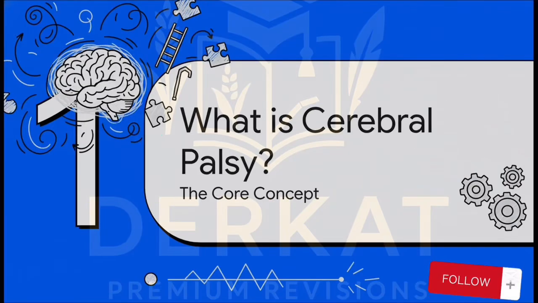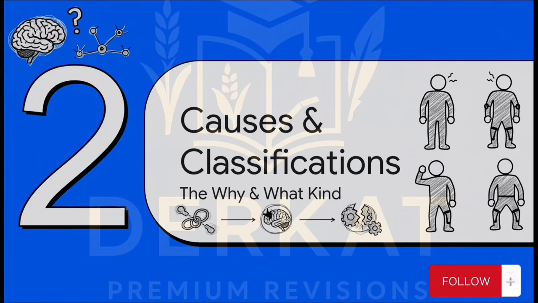Okay, so let's really hammer this first point home because it is so important to get this right. While a person's needs and their challenges might change over the course of their life, that original brain injury that caused the CP, it's static. It does not get worse. Now that we've got the core concept down, let's dig a little deeper. We're going to look at the why, so what causes cerebral palsy, and then the what kind, which is how clinicians classify all its different presentations.